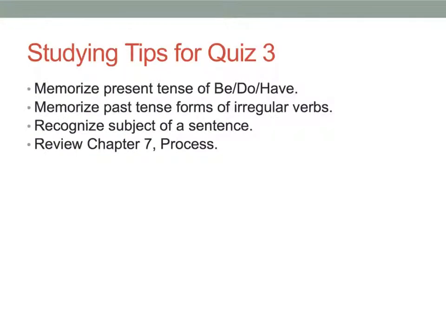Studying tips for Quiz 3. So Quiz 3 is all really about verbs, subject-verb agreements, using the past tense correctly. Here's what you need to do. You have to be able to conjugate for me the verbs be, do, and have. So those are very irregular verbs. And you need to be familiar with those in the present tense. I also need you to memorize the past tense form of irregular verbs. Recognize the subject of a sentence. And please also review Chapter 7, Process. I'll have a process paragraph for you to edit on the quiz.